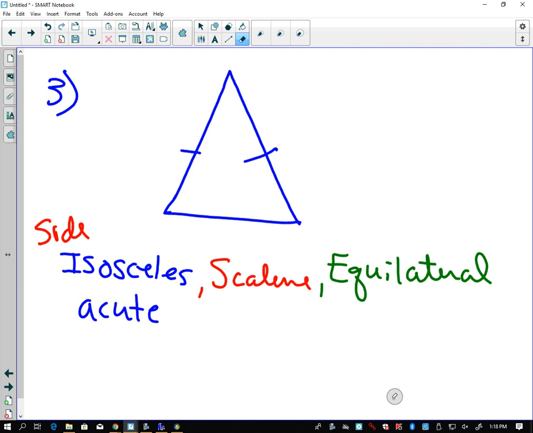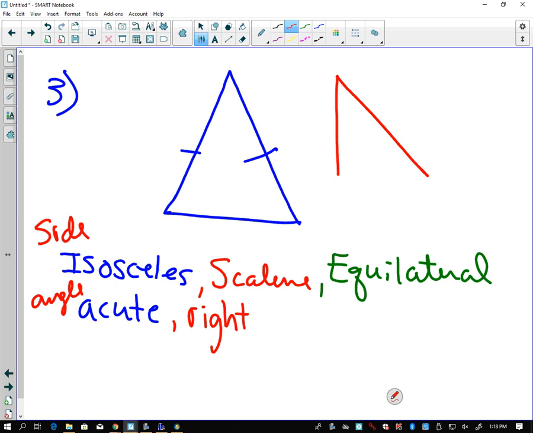Acute means all the angles are what? Less than 90 degrees. Which means we do have a 90-degree option, which we call what? Right. But it's only right if it has what? Let me ask you real quick. Is this a right triangle? No. Good. Why not? Doesn't have the box. So this could be 89.999 degrees until I put this in, and that tells me it's exactly 90, no more, no less.